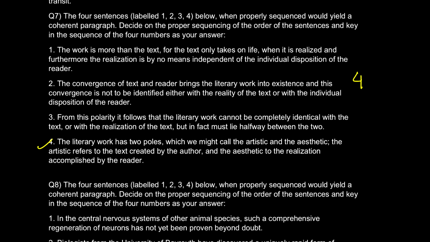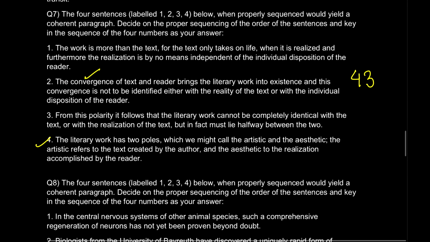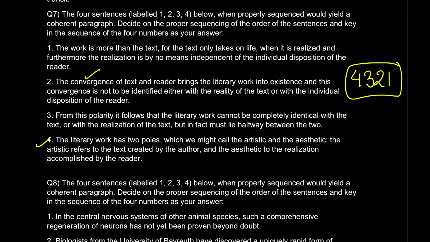Now from this polarity, meaning this division, the literary work cannot be completely identical with the text or with the realization of the text. They must be halfway between the two. We feel both are properly needed. Now, two builds on this assertion and says that the convergence of the two brings the literary work into existence. Only by combining both do we get the literary work. So that is two, and the last statement is number one.